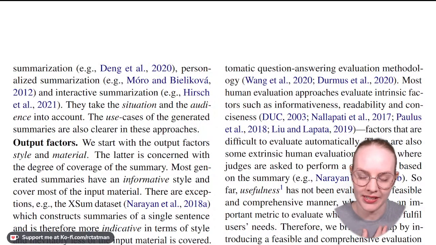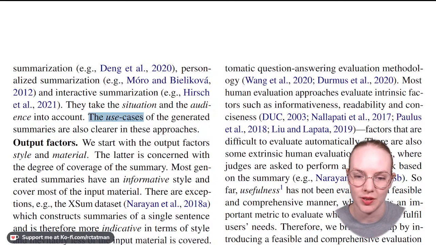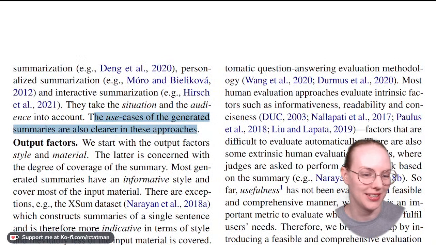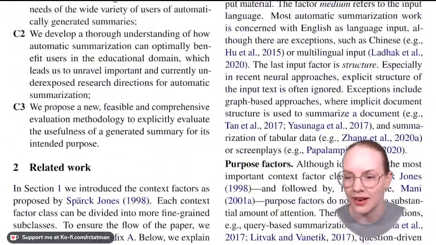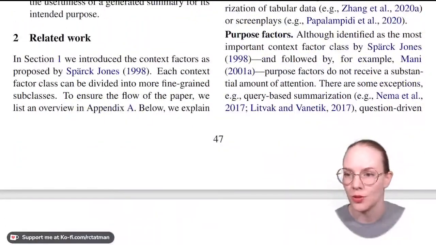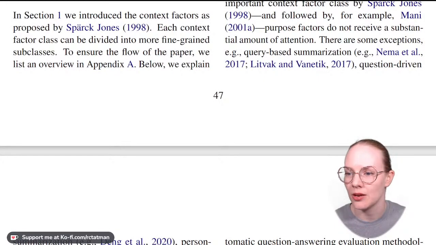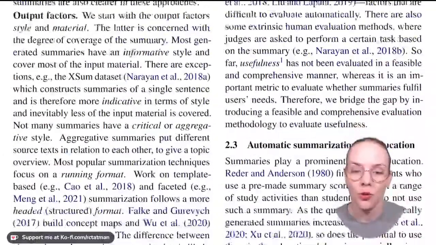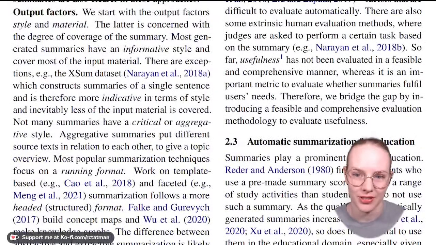They take the situation and audience into account. The use cases for the generated summaries are also clearer in these approaches because you're trying to do something more specific than just generate text output. You're trying to personalize it. So you have both, did you do the text output well? And also, is it useful for this particular user? All right, so those are the input factors and the purpose factors. Input factors, again, being about the text that you are trying to summarize. Purpose factors about why you are doing it. And the point that they're making here is that these purpose factors have not really been investigated to the same degree as the input factors, or, I imagine based on the length of this, the output factors.